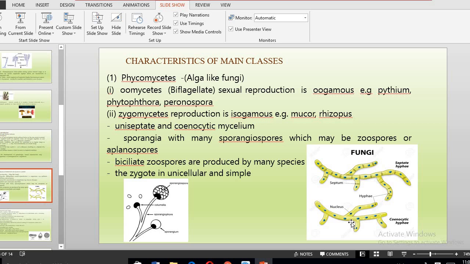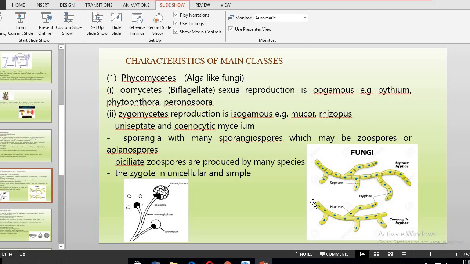Now the sporangium has so many sporangiospores, which may be zoospores or aplanospores. Zoospores are those spores that are motile, while aplanospores are non-motile spores. The zoospores are normally biciliate in many species. The zygote is unicellular and it is normally simple.